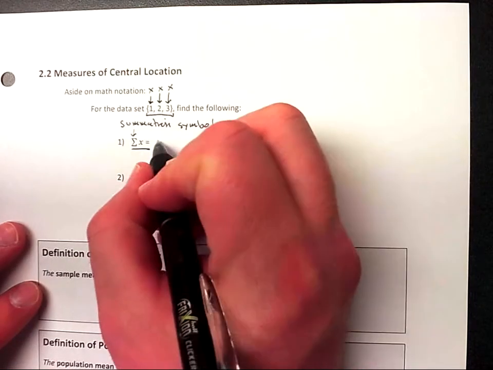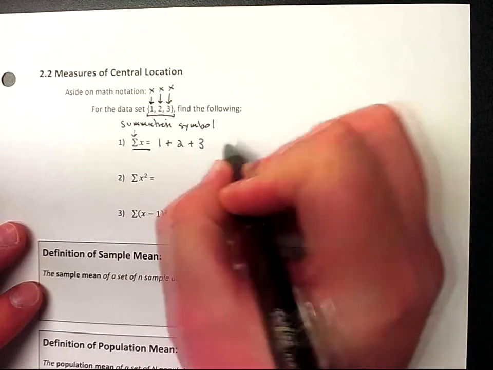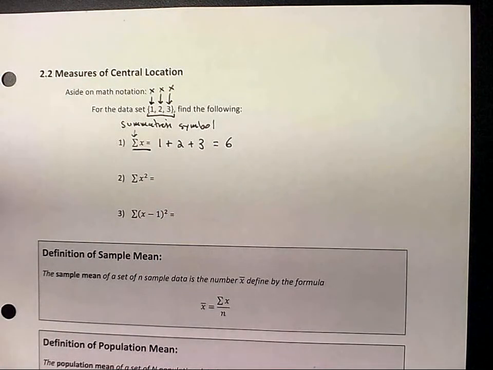Just add them up. So basically what it's telling us to do here is to take 1 plus 2 plus 3. And I think everybody will agree that 1 plus 2 plus 3 is equal to 6. And that's the sum of x. Everybody good with the sum of x so far?